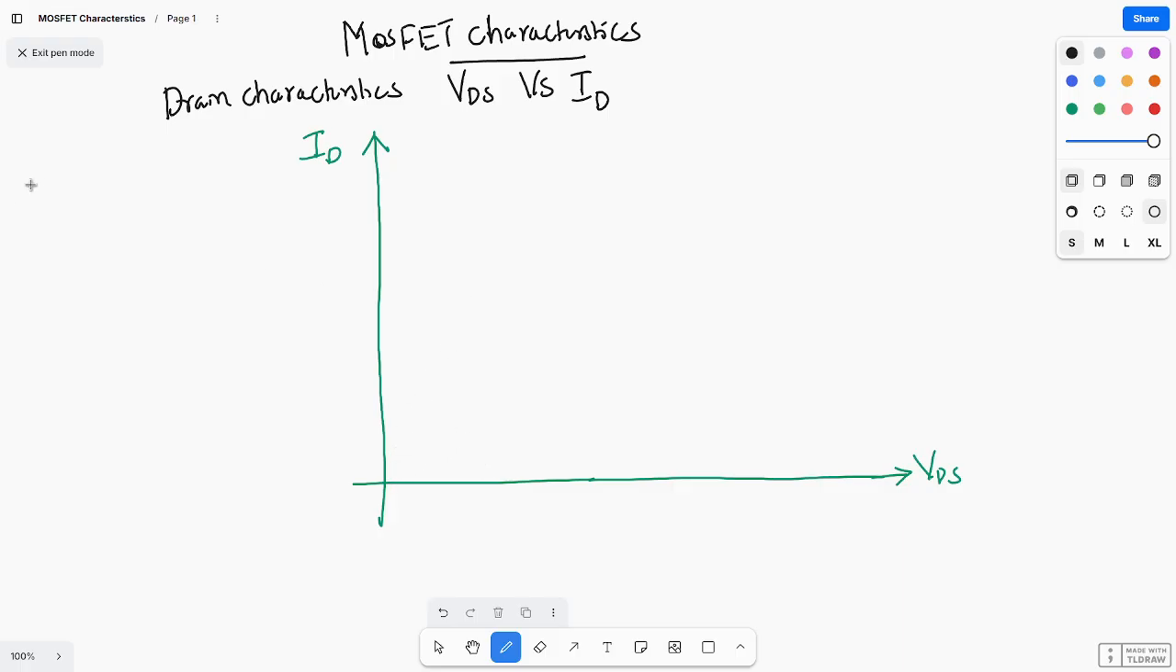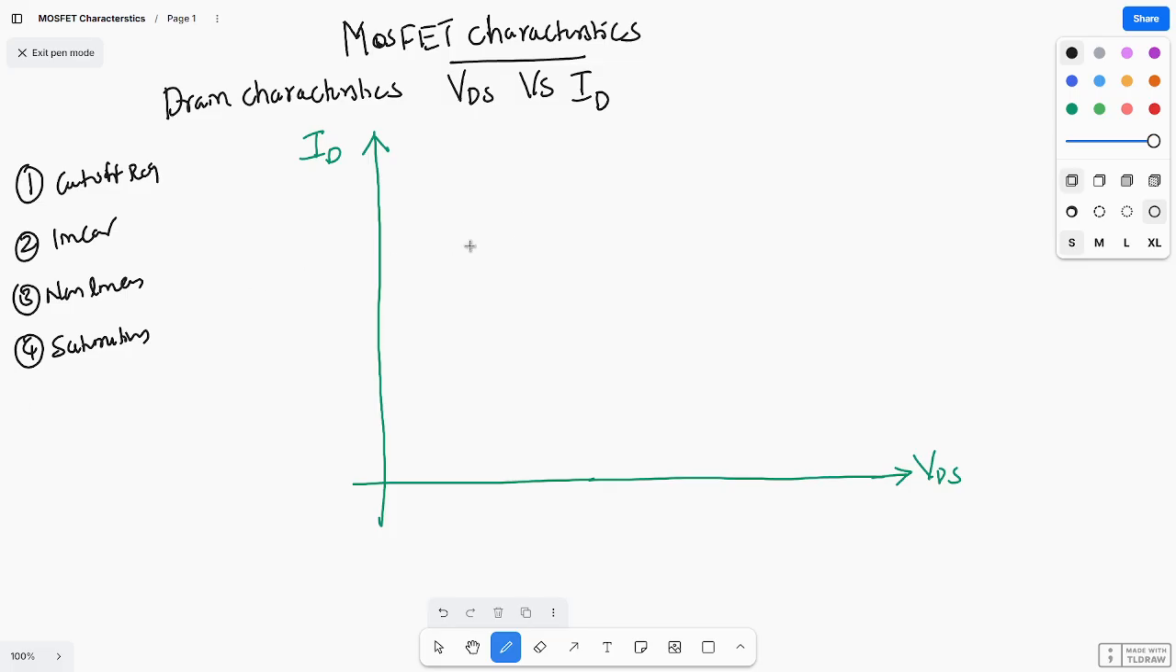Here the curve has regions we have already seen. First, the cutoff region, next the linear region, then the non-linear region, and next the saturation region. Saturation region means the current becomes constant and the channel moves from drain to source, which is what we call punch through and reach through, that we saw in the last class.